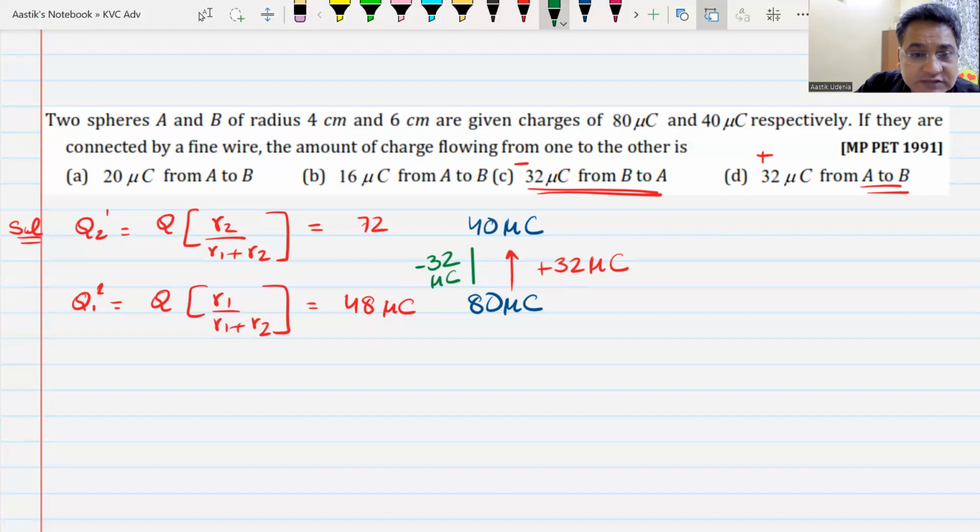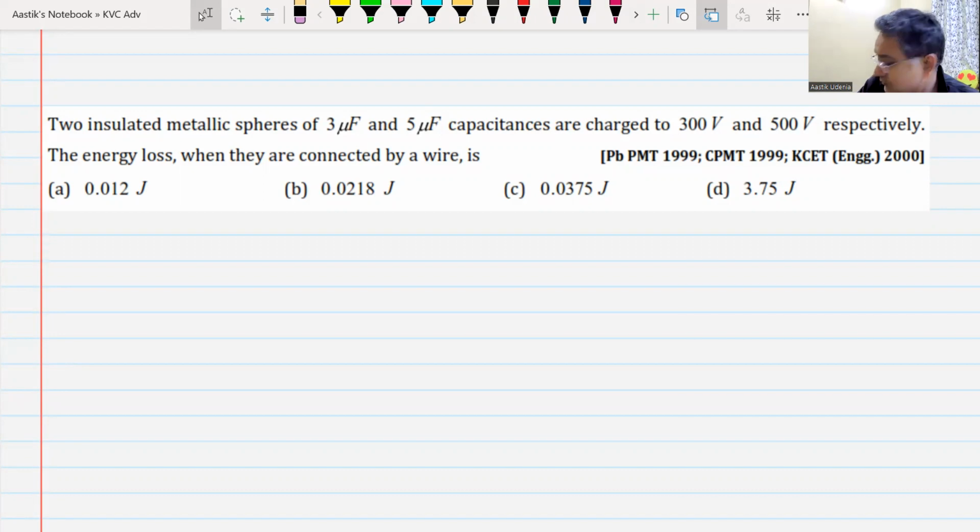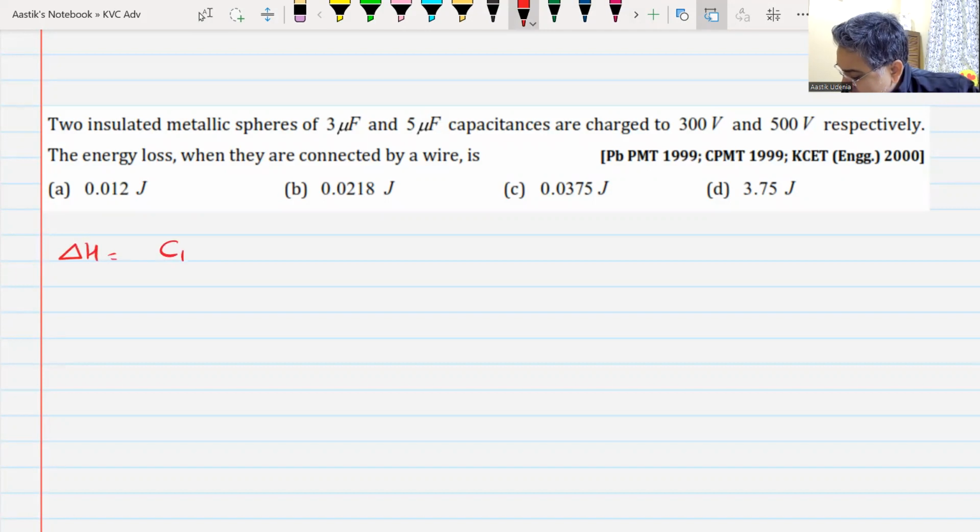Okay, I think a similar question appeared in JEE this year. Anyways, two insulated metallic spheres of 3 and 5 microfarad capacitance are charged to 300 and 500 volt respectively. The energy loss when they are connected by wire is? So, the answer for this one, the change in energy or heat given, is very simple. You can straight away use the formula C1.